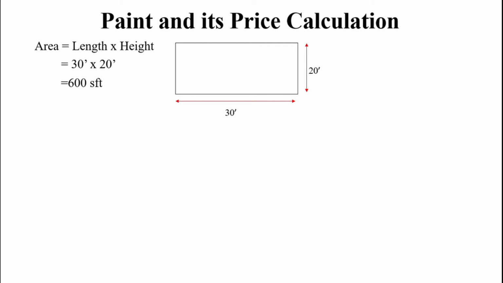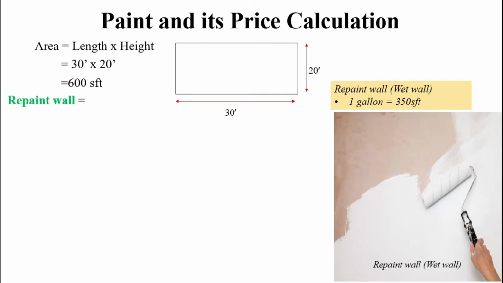Now there are two types of wall on the basis of wall paint. The first one is repaint wall or wet wall. First we will calculate the quantity of paint required for repaint wall and then we will calculate its price. After this calculation we will calculate the quantity of paint required for a dry wall or newly constructed wall. So let's calculate the quantity of paint required for repaint wall.